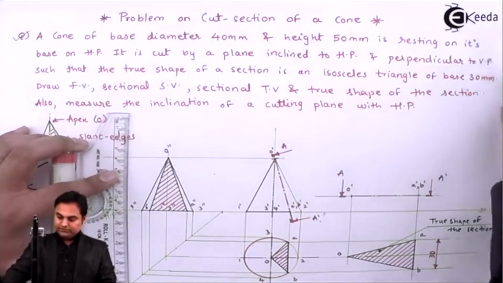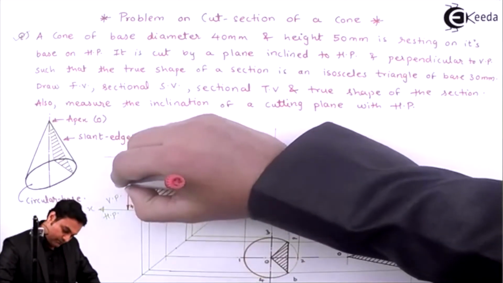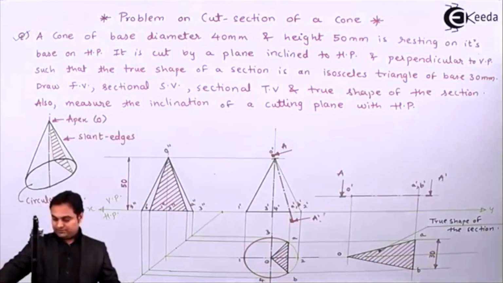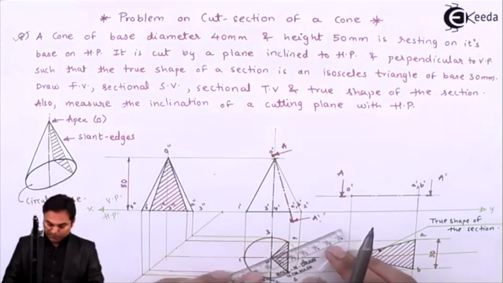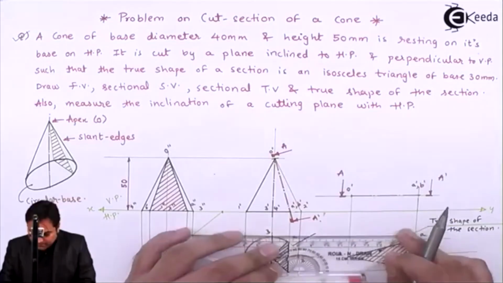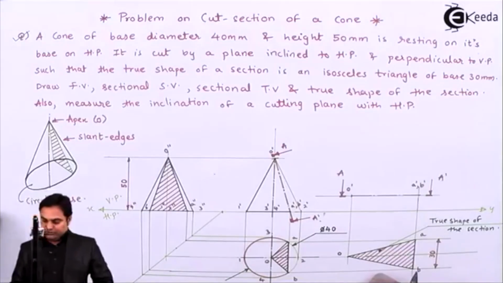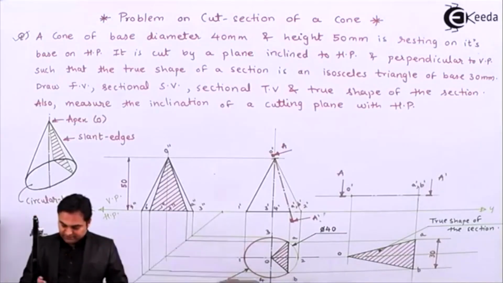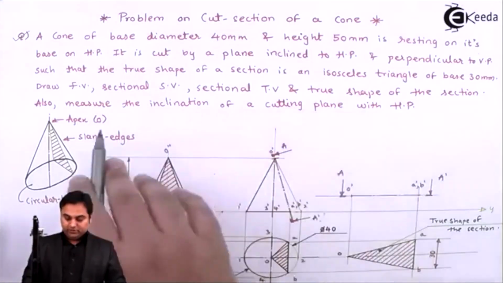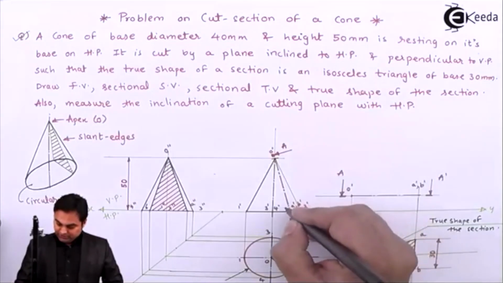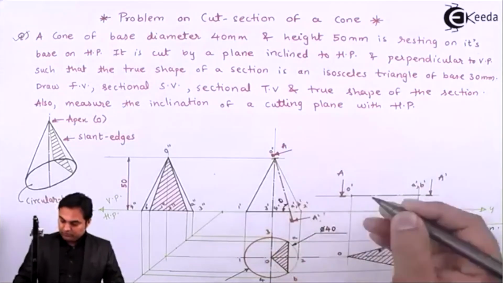The height of the cone is 50 mm. And its diameter is 40 mm. Diameter is 40 mm and the height of the axis is 50 mm. And here we have to measure the inclination of the cutting plane with HP. So this is the inclination of the cutting plane. With HP it will be seen in VP called as theta.